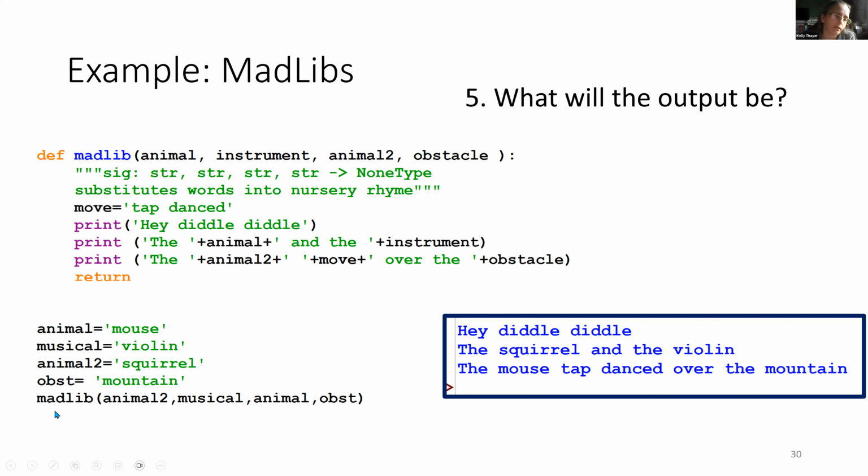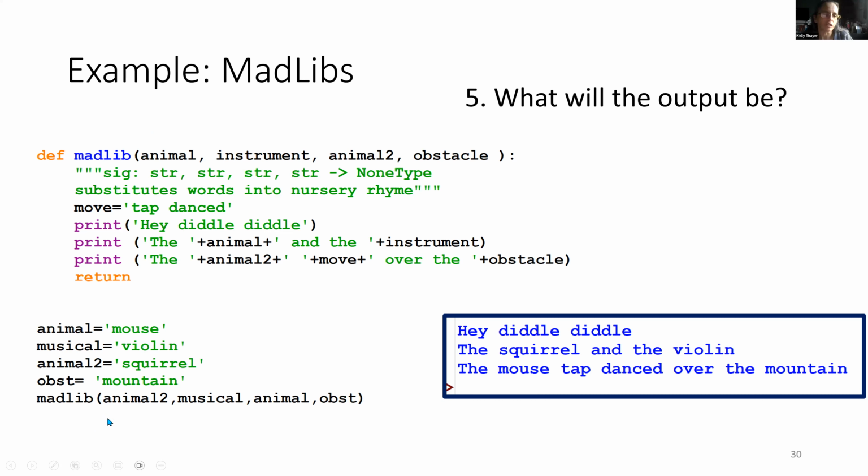Here's our definition of animal, musical, animal 2, and obstacle. They have these strings. Here is our function call to our Mad Lib function. Oh, this is interesting. Mad Lib will first send the value of animal 2, which is squirrel, to animal. Remember that there is going to be an implicit variable assignment as we are working through the definition line. So here we see this right in action.